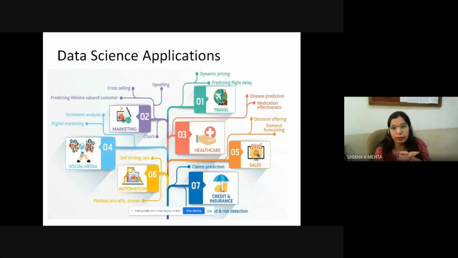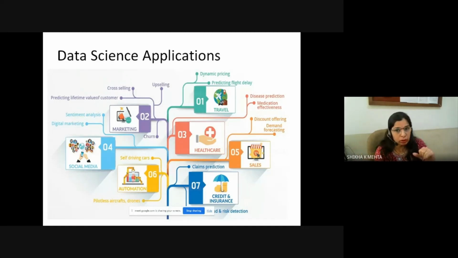Then we are talking about travel, like checking out dynamic pricing, predicting flight delays. Then in healthcare, disease prediction, medication effectiveness. Then in sales, discount offerings, when we should offer the discounts, as we discussed during the month of June. So before that, we can provide certain offers for vacations, for the various items which are being purchased during that particular period, depending upon the trends.